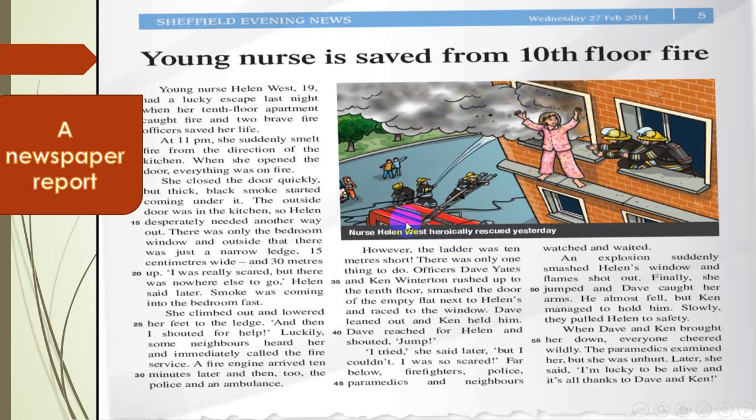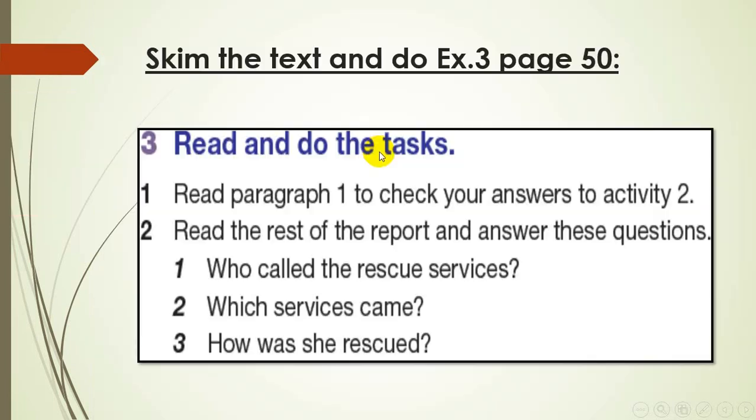There is a fire engine here, and these are some firefighters. This firefighter is using a ladder to get to Helen. And here we can see other firefighters. One of them is leaning on the ledge of this window, and the second one is trying to hold him. Here we can see some maybe neighbors or people from the neighborhood. And here this is an ambulance, and this is a paramedic. Well, this is regarding the form of this text.